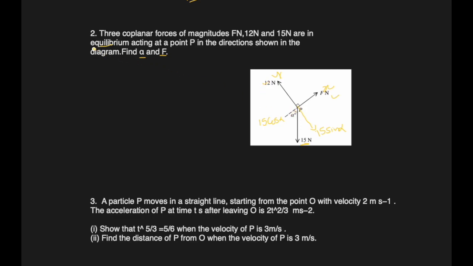Since the forces are in equilibrium, this 12 newtons has to be equal to this. So 12 is equal to 15 sin alpha. So sin alpha will be equal to 12 divided by 15. So alpha comes out to be sine inverse of, you can cancel them, 4 over 5. Sine inverse 4 over 5. Put this in a calculator and you'll get the angle alpha.